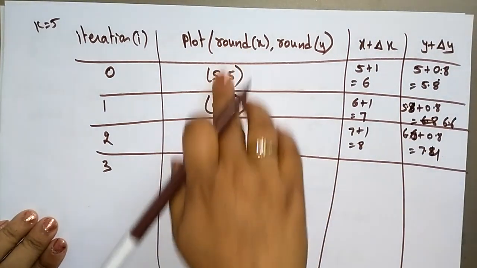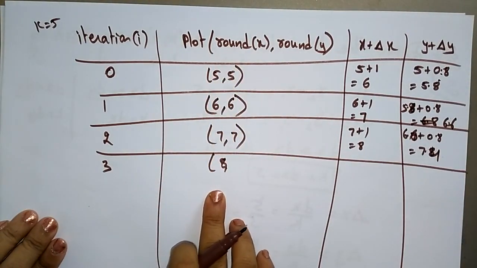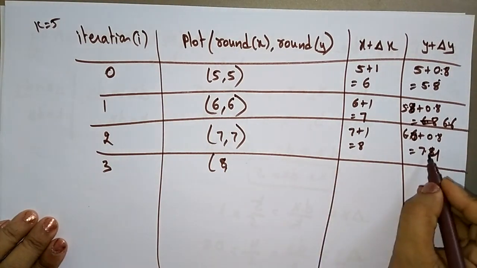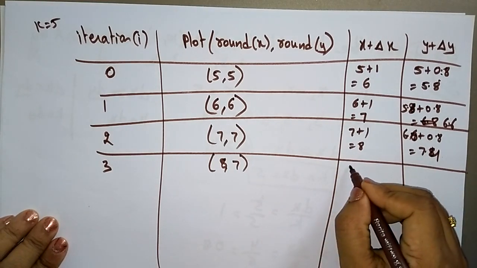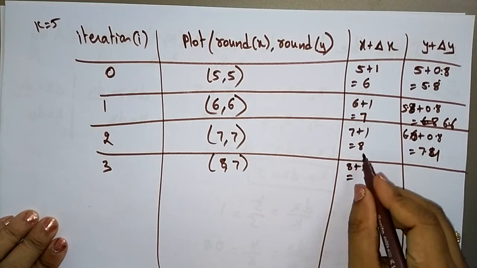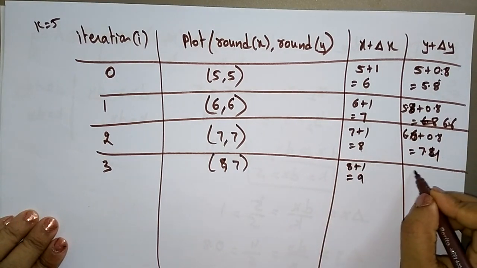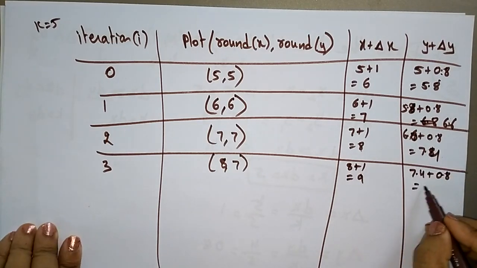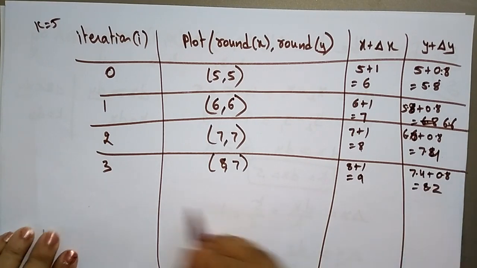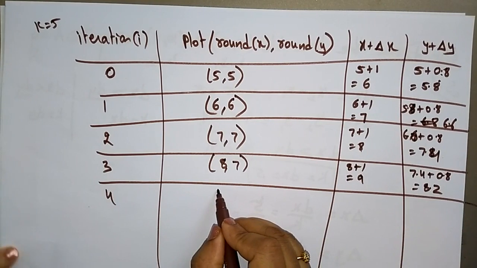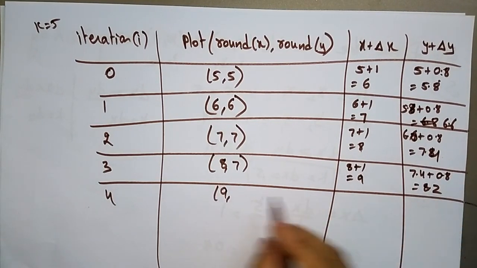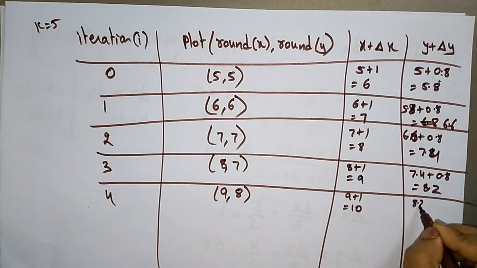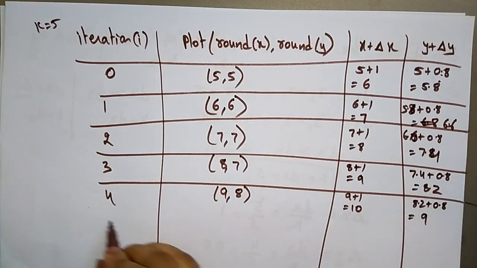The values that I'm writing here are the plotted values on the graph. These are the points you need to draw the line segment. 8 comma 7.4. 7.4 is nothing but only 7. This time 8 plus 1, it's the previous value, 8 plus 1 is 9, and the previous value 7.4 plus 0.8 you will get around 8.2. Next, iteration 4. So 9 comma 8.2 is nothing but 8. Then 9 plus 1 you will get 10, and 8.2 plus 0.8 is nothing but 9.